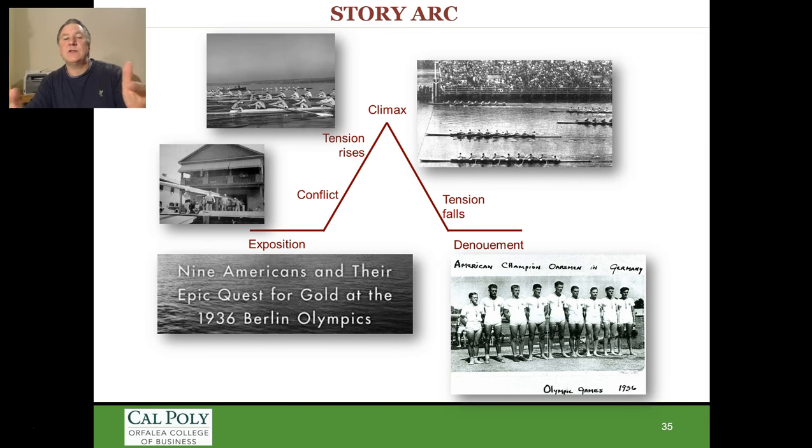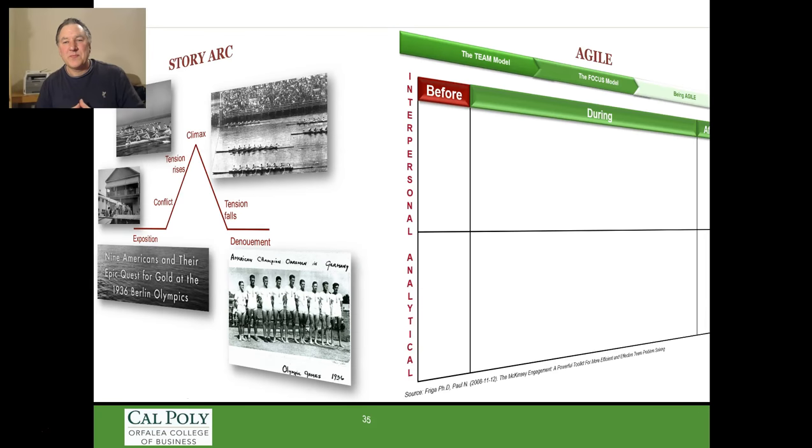And here's a classic example of a story arc. Exposition, conflict, tension, rise. So you have the situation, and then the climax, which is like what I call the complication. And then you have resolution of that complication, and the tension falls. And then you have the denouement, which is basically everybody celebrating that they won the Olympics, as we saw with the 1936 sculling team from the University of Washington.